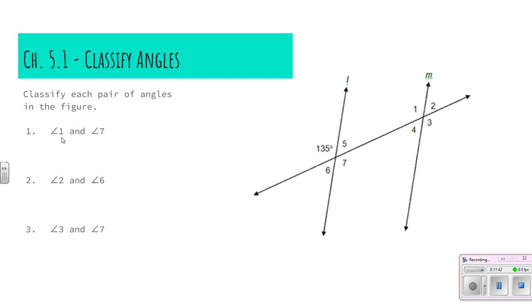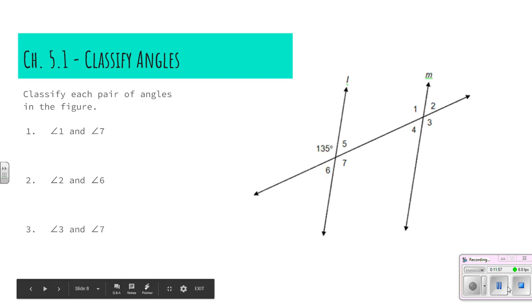So I want you to classify. I want you to look at 1 and 7. And I want you to classify whether they're alternate interior, alternate exterior, or corresponding. And do that for all 3 problems. And then you're done.